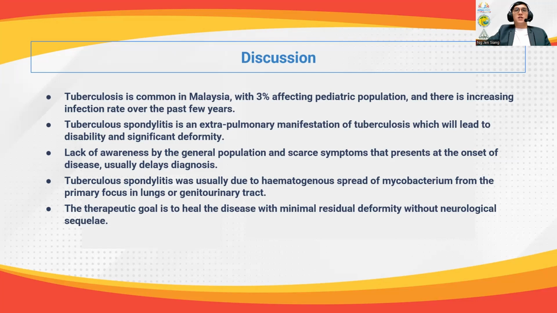Lack of awareness by the general population and scarce symptoms that present at the onset of disease usually delay the diagnosis. Tuberculosis spondylitis is usually due to hematogenous spread of mycobacterium from the primary focus in the lungs or genitourinary tract. The therapeutic goal is to heal the disease with minimal residual deformity without neurological sequelae.